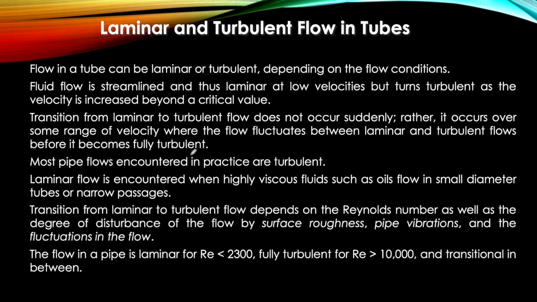Fluid flow is streamlined and thus laminar at low velocity but turns turbulent as the velocity is increased beyond a critical value. So the fluid is streamlined, which means that it goes in a straight path line, and that is laminar flow. Whereas for turbulent flow, the fluid layers flow crossing the other fluid layers. Okay, so the critical value.